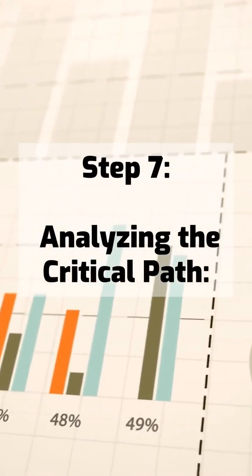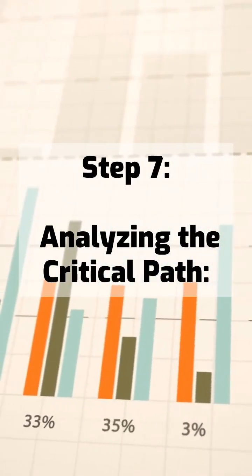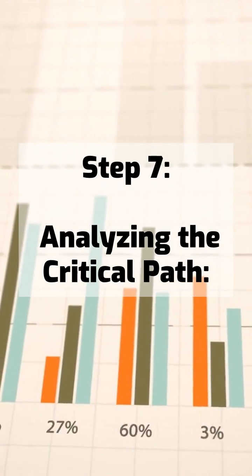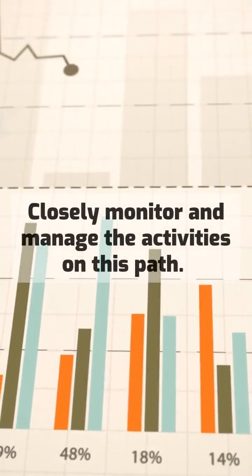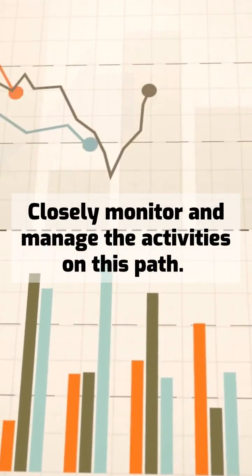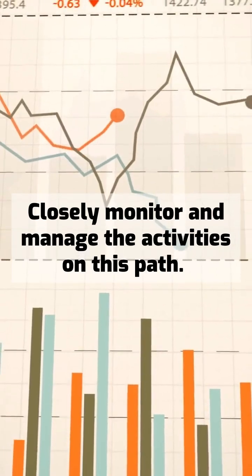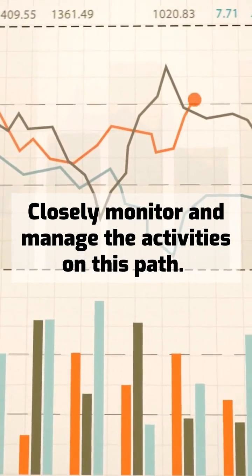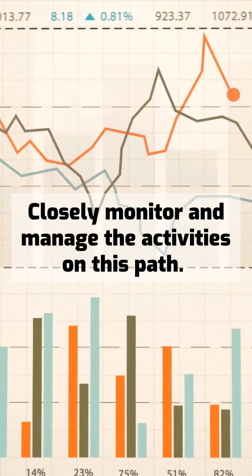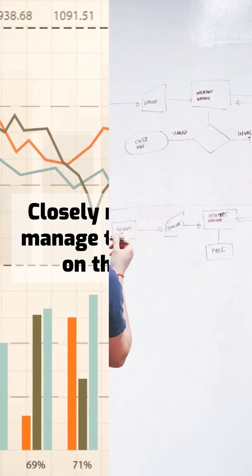Step 7. Analyzing the critical path. Once you have identified the critical path, closely monitor and manage the activities on this path. Any delay or deviation on the critical path activities should be addressed promptly to prevent project schedule slippage.